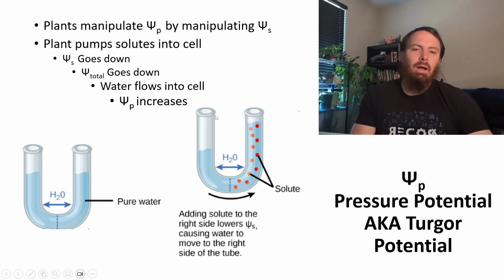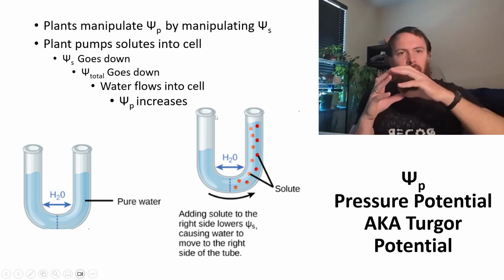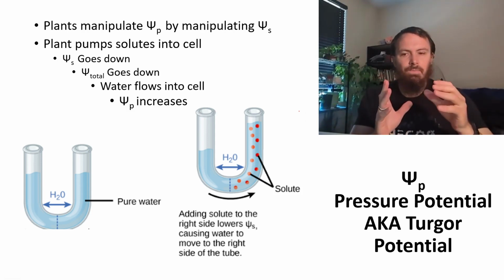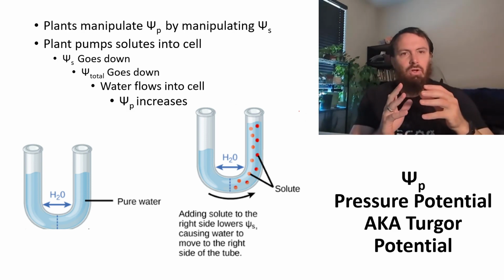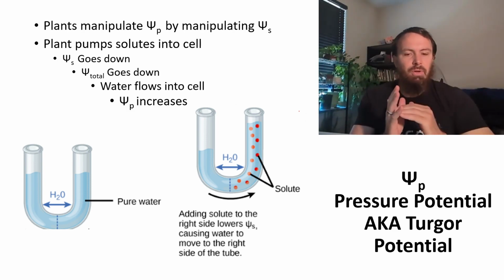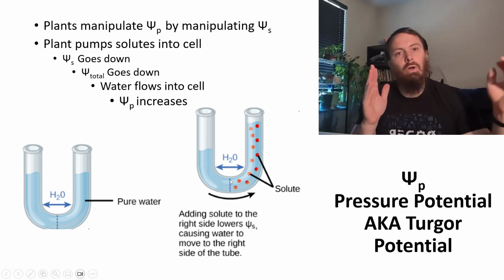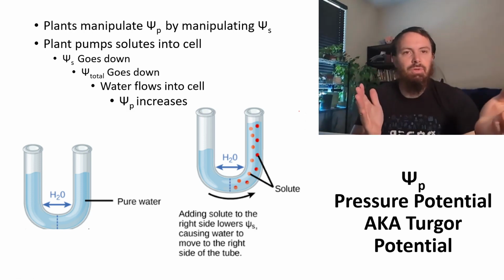Now, imagine you have a cell, right? It's enclosed in a cell wall and a cell membrane. If you throw in a bunch of solutes, like the plant pumps a bunch of solutes into it, the solute potential is going to go down, right? And if the solute potential goes down, just like we see in this diagram, water is going to move into the cell, just like a hypotonic situation.